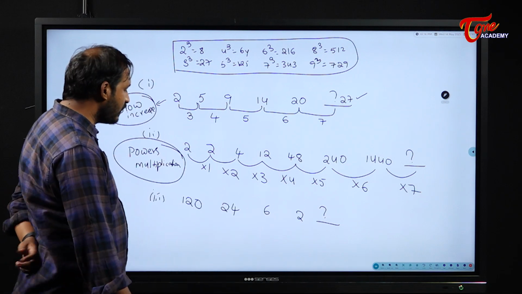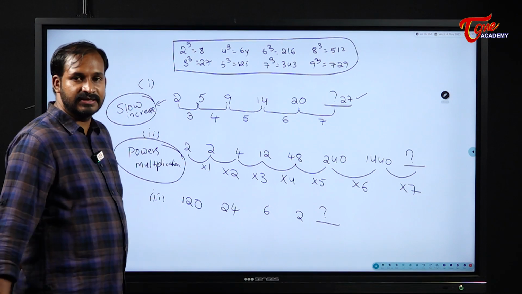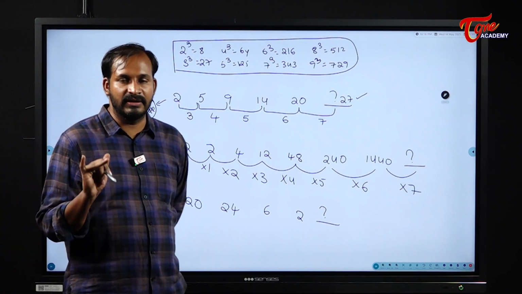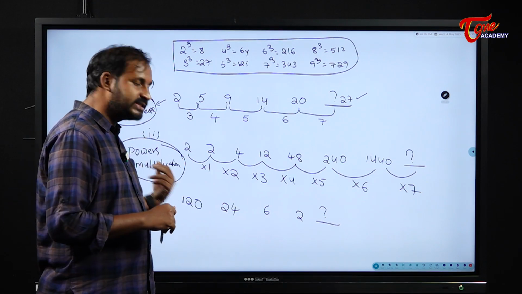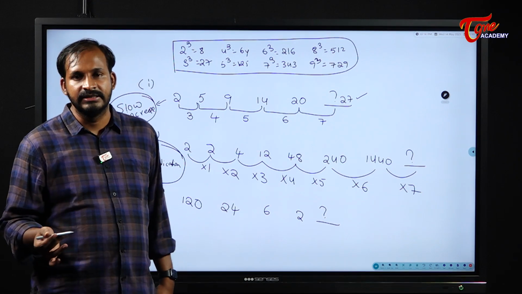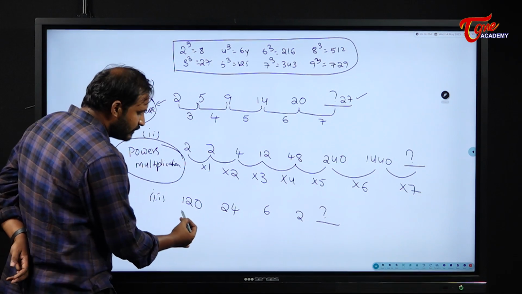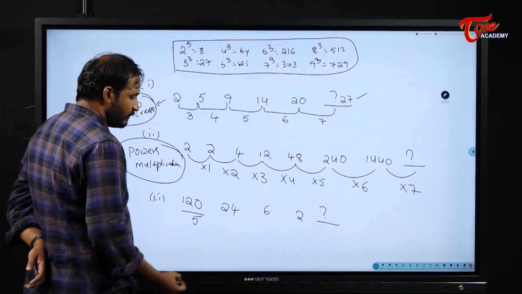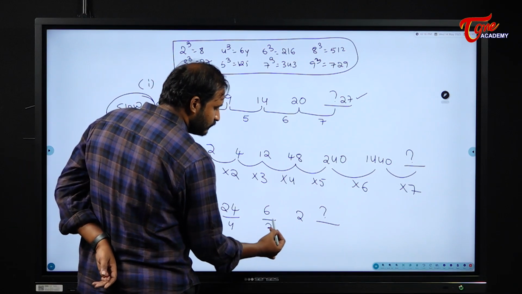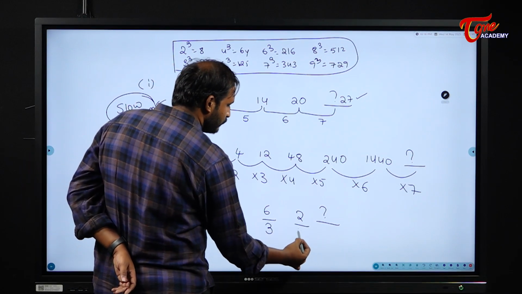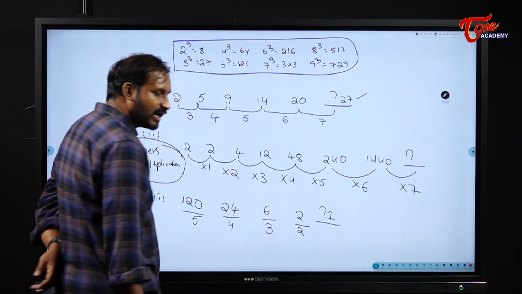Now see here, students, if the series is decreasing slowly, either a constant or a number will be subtracted. Or else, if it is decreasing suddenly, something is divided. So what we will do, 120 by 5 is what? 24. 24 by 4 is what? 6. 6 by 3 is 2. 2 by 2 will become what? 1. Actually our answer is 1.